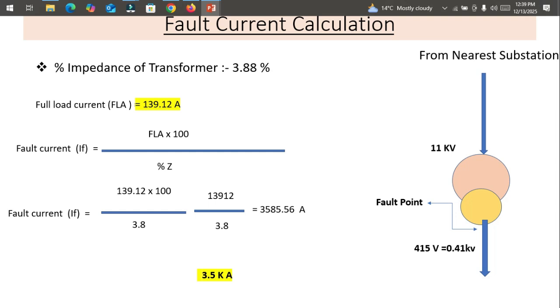In a previous video I have already discussed how to calculate the fault current at the HT side, so I'll give the link in the description box to know more about HT fault current calculation.